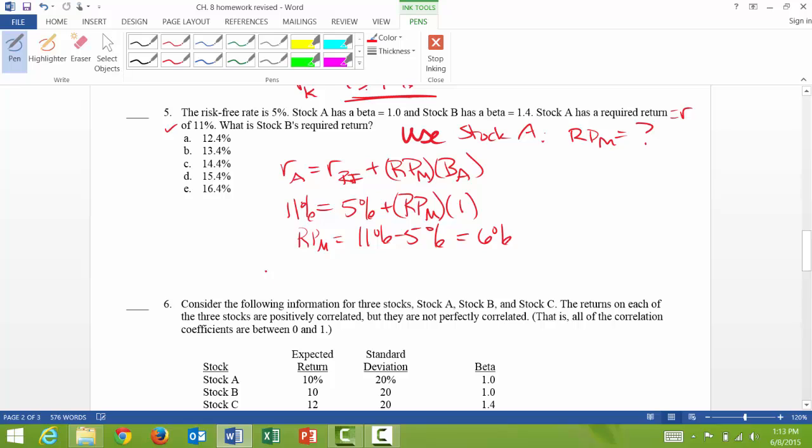And then now I can solve for the required return for stock B is equal to the risk-free rate plus the market risk premium times the beta for stock B, which is 1.4, so it's a little more volatile than the market. And when I put this in the calculator, I get that the return for stock B is 13.4%. And so that's answer B.